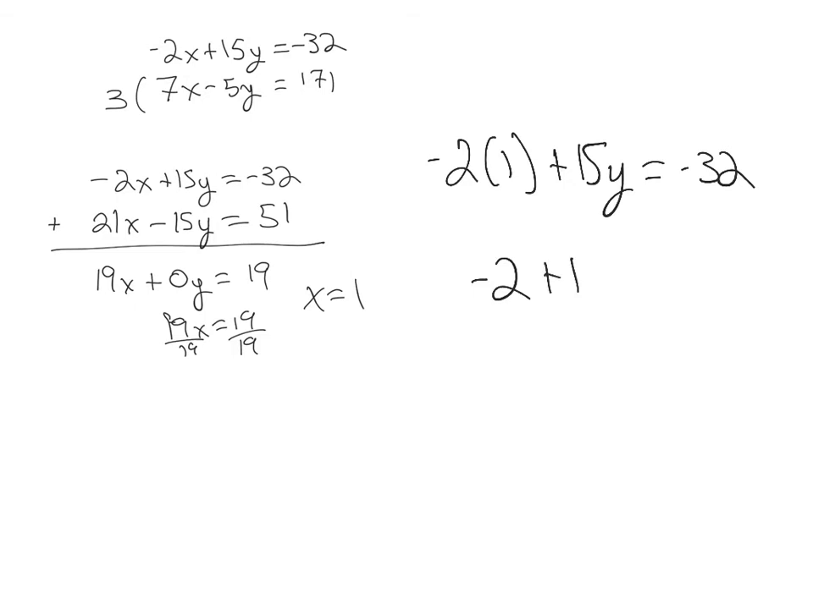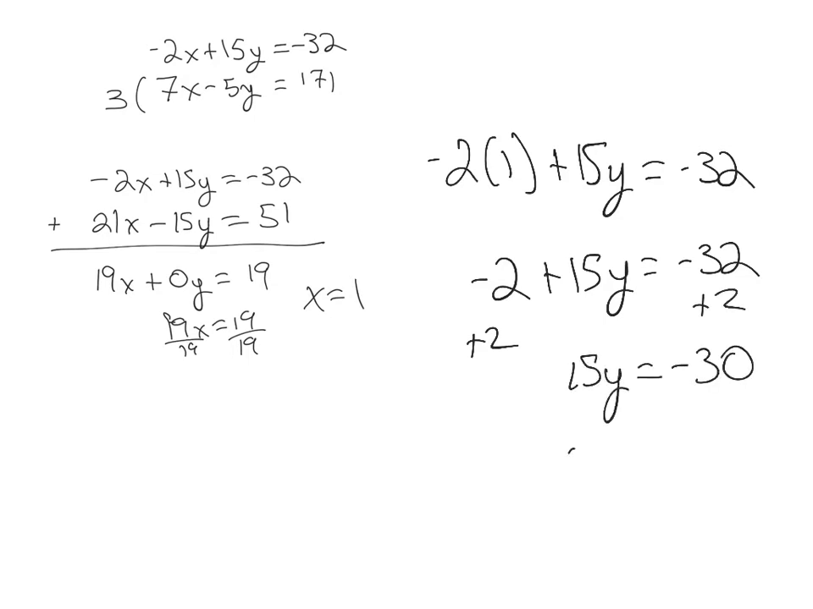Negative 2 plus 15y equals negative 32. Add 2, 15y equals negative 30, y equals negative 2. 1, negative 2 is our answer. So in some cases, you're going to have to manipulate one of the equations to allow for canceling out.